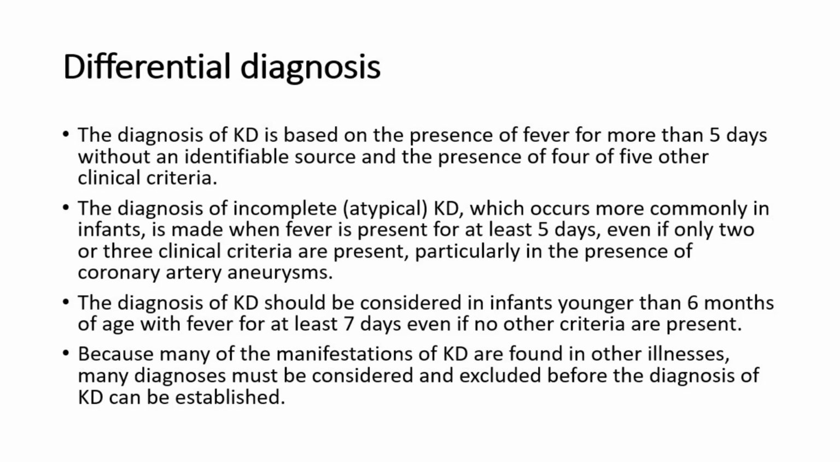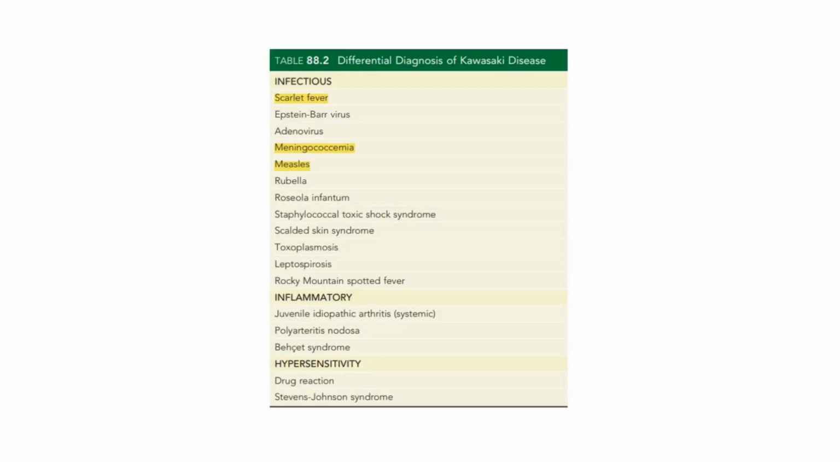Because many of the manifestations of KD are found in other illnesses, many diagnoses must be considered and excluded before the diagnosis of KD can be established. These are the differential diagnosis of Kawasaki disease: scarlet fever, EBV or adenovirus infection, meningococcemia, measles or rubella, and many others.